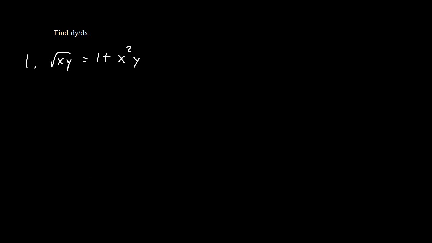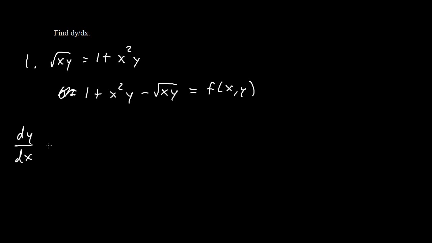So let's go ahead and find dy dx. So for number one, we have the square root of x times y equals 1 plus x squared y. So the very first step we have to take is to bring everything to one side of the equation. So we have to say 0 equals, let's go ahead and subtract the square root. So 1 plus x squared times y minus the square root of x times y. And then we can go ahead and replace the 0 and set the equation equal to f of x comma y. So now what we can do is go ahead and find dy dx. Once again, dy dx is going to be equal to negative f sub x over f sub y.